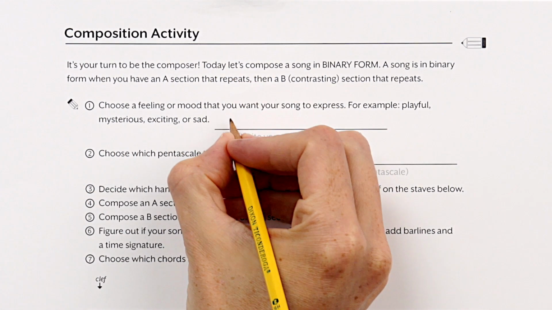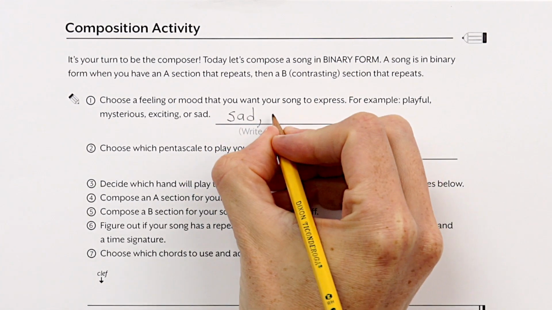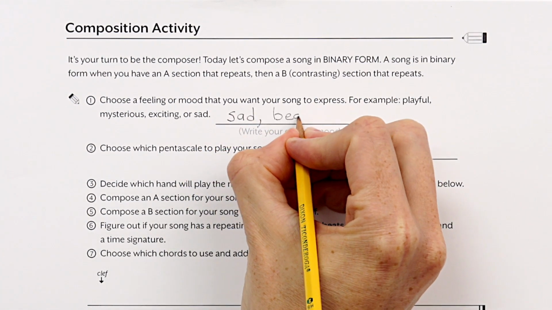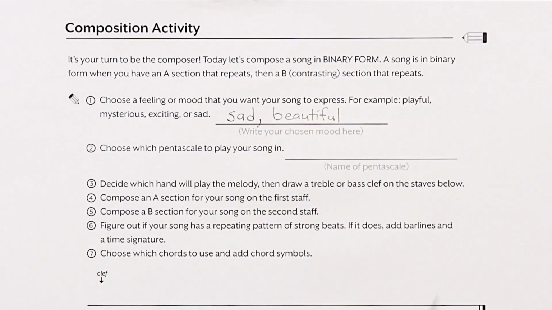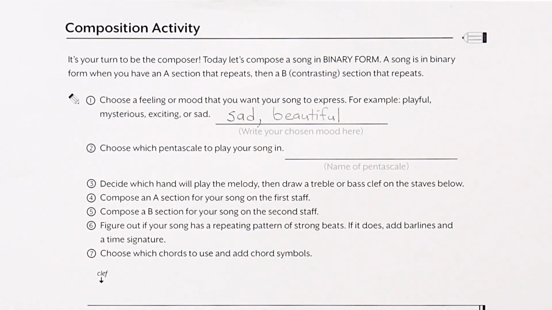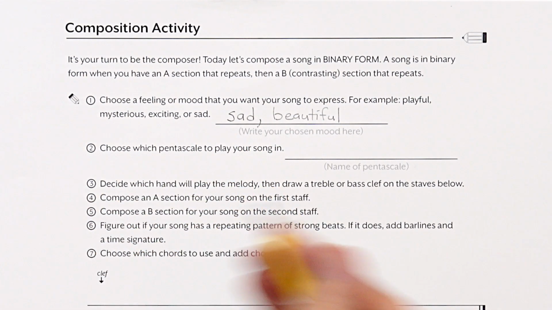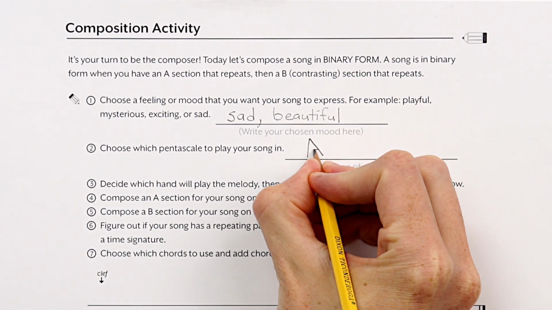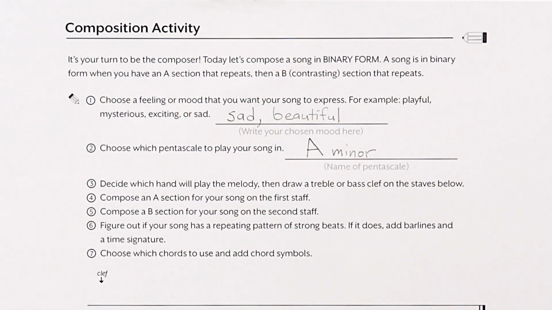Well, today, I think I'll choose sad and beautiful. So I don't want just something that is any kind of sad. I want something sad and lovely or beautiful. So that's the mood that I choose. Again, when you do your song, you can choose any mood or feeling that you want. Then step 2 is choose which pentascale to play your song in. Well, since I want to do something sad, I think I'll choose a minor key. And recently we've learned A minor, so that will be what I choose for my pentascale. Again, you can choose any pentascale you want for your song.